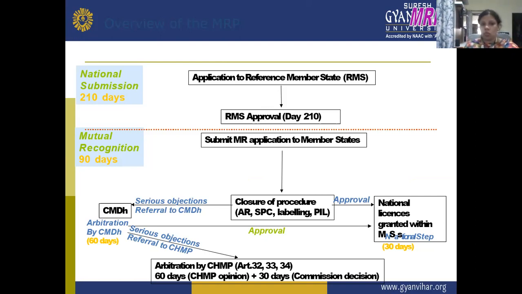So we can say 210 days, plus 90, that is 330 days if there are no serious objections. And if there is serious objection, then 390 days it will take. So 60 days plus will be there, that is right. So this is all about the overview of MRP.